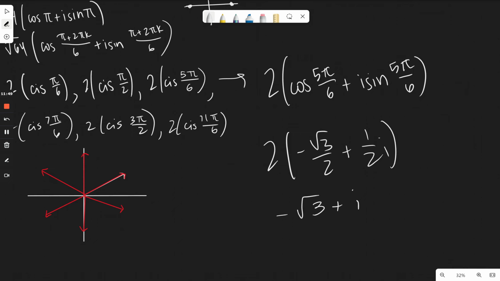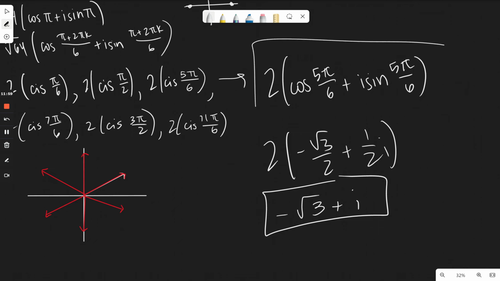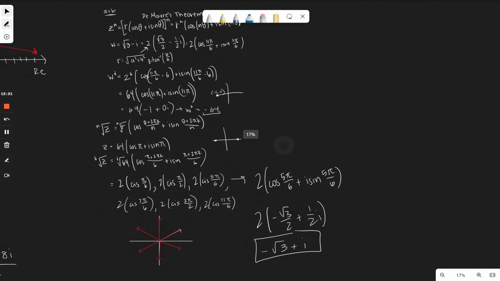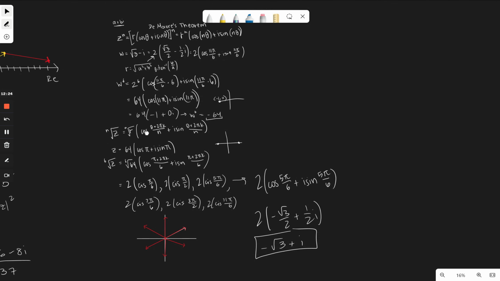And I am sure that if you did DeMoivre's and raised this to the 6th power, this would also become negative 64, which you can see because raising 2 to the 6th is 64, and multiplying both of these by 6 will give you a cosine of just 5 pi, which is negative 1. So, as you can see, all of these roots will do the same thing because the pi appears odd. Anyways, that's DeMoivre's. Hopefully this did help a little bit.